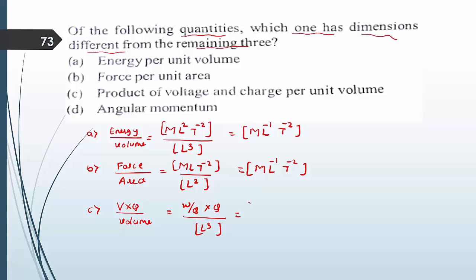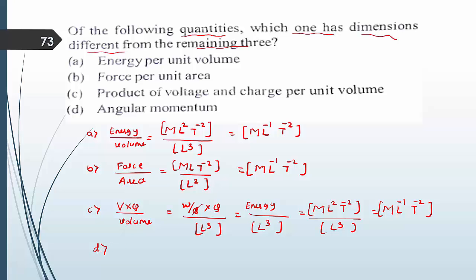So in place of work, directly I can write energy. Here Q will get cancelled, so energy divided by L cube. Energy dimensional formula is ML²T⁻² divided by L³. So we will get M, and L² divided by L³. L cube means L raised to minus 3. 2 minus 3 will be L raised to minus 1, T raised to minus 2. That indicates this is also having the same dimension. That means the fourth option should be right.